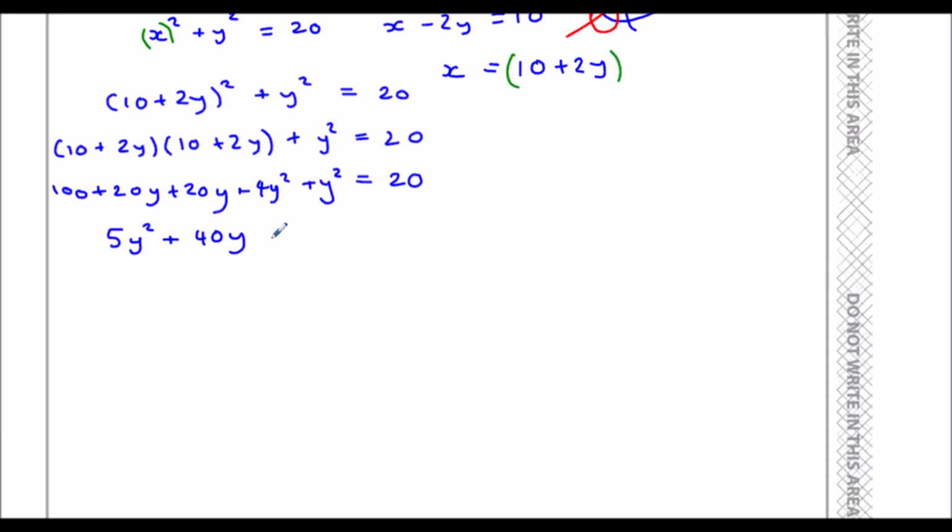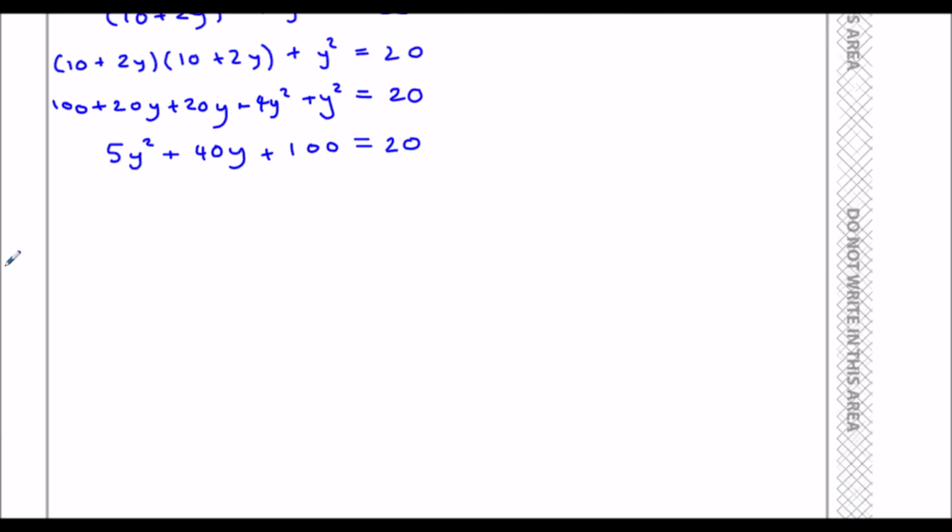And I've got 100 left equals 20. Now, it's a quadratic, so to solve it I need to make it equal to 0. So I'm going to subtract 20 from both sides, which gives me 80 left.